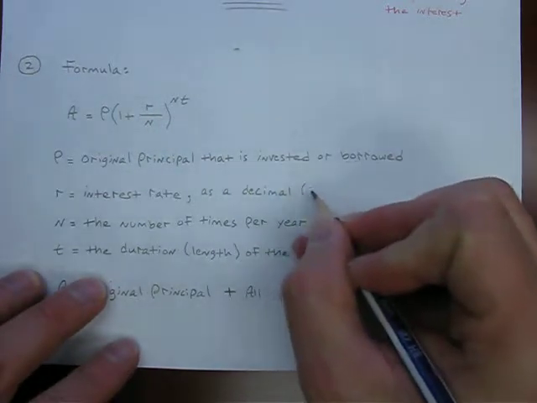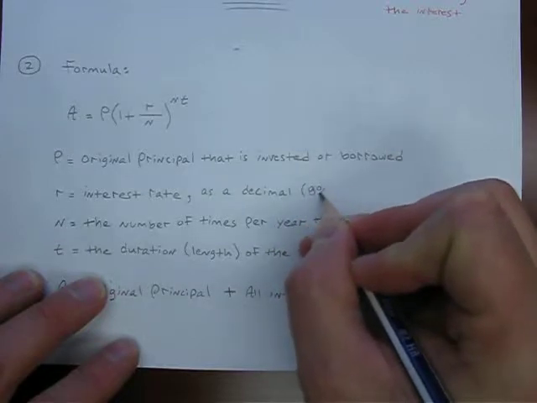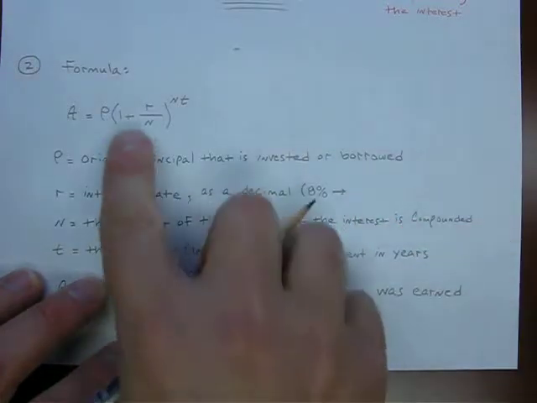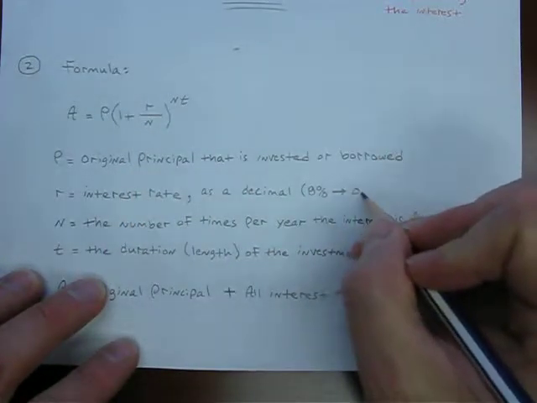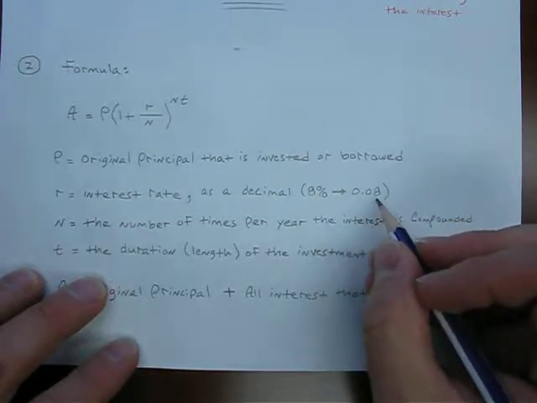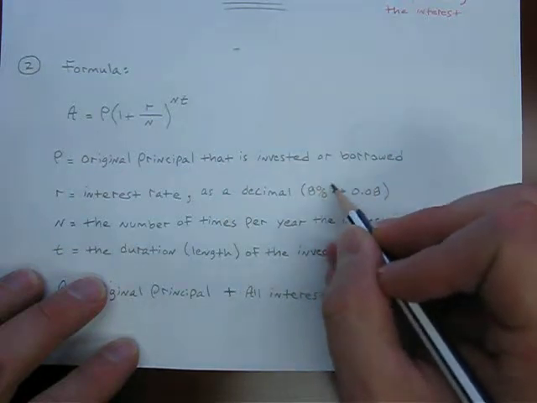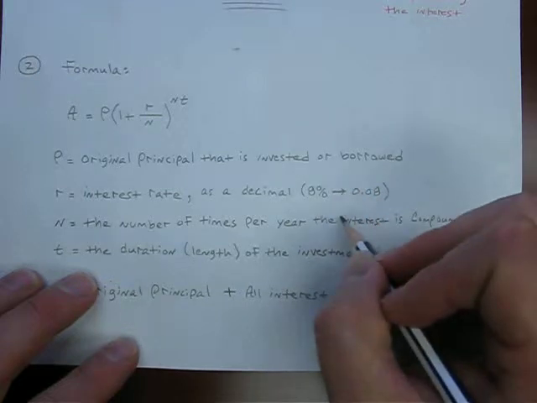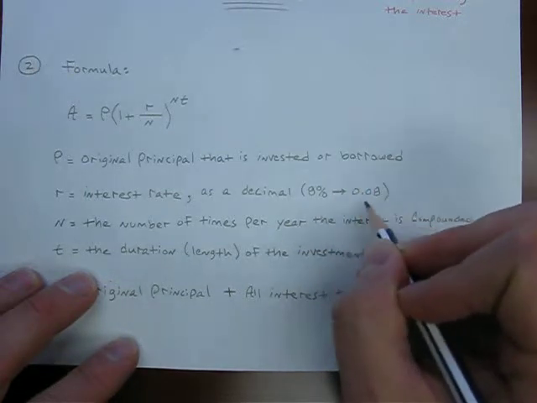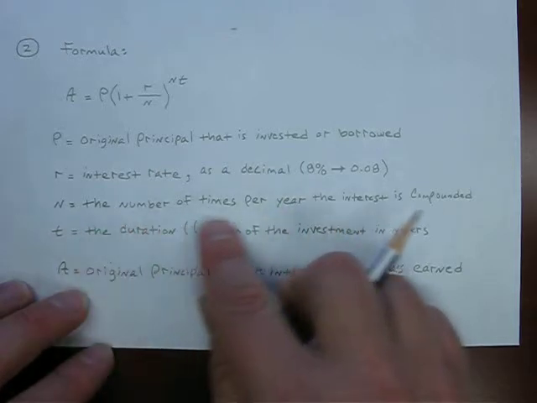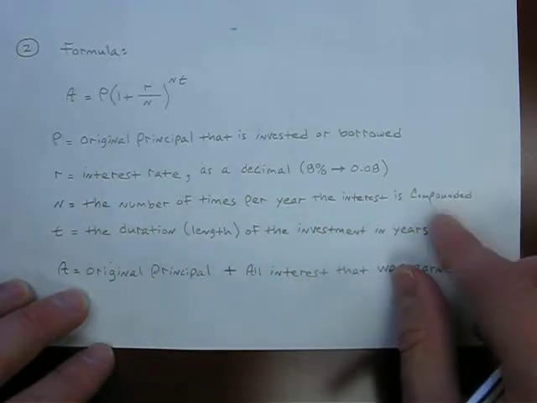What I mean by that is, if we were told the interest rate was 8%, then for the sake of calculation I would use the number 0.08. Percent means parts out of 100, so 8% is 8 over 100. Our number for calculation is then 0.08, which is what you'd get if you divided 8 by 100. N is the number of times per year the interest is compounded.